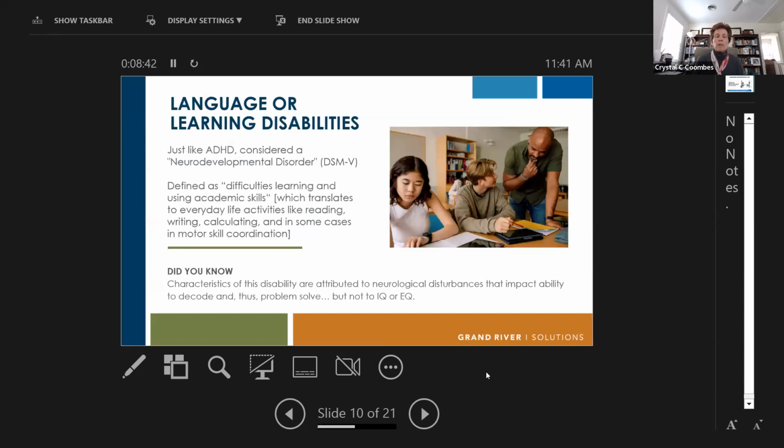So you're going to hear me say language or learning disabilities because it applies in both. Just like ADHD, it falls into the neurodevelopmental disorder section of the DSM-5. And it's defined as difficulties learning and using academic skills, which, interestingly enough, translates to being able to function in everyday life. Activities like reading, writing, calculating, and in some cases, having fine motor skills to be able to perform a task, getting your brain engaged to do that.